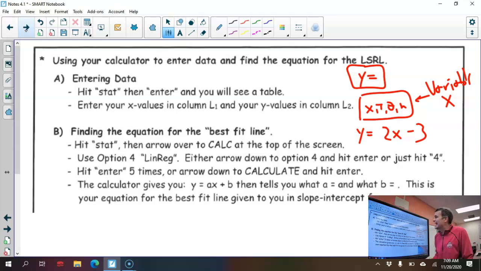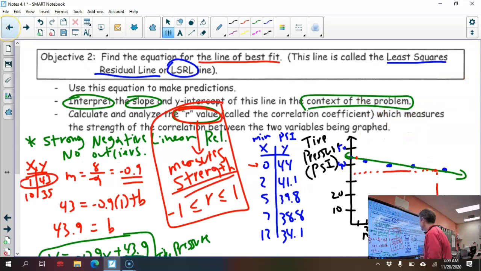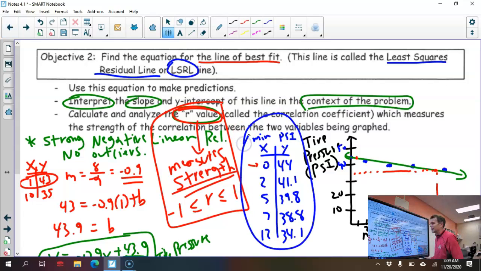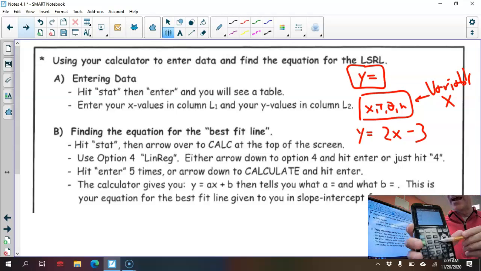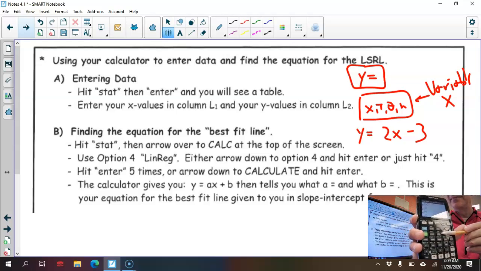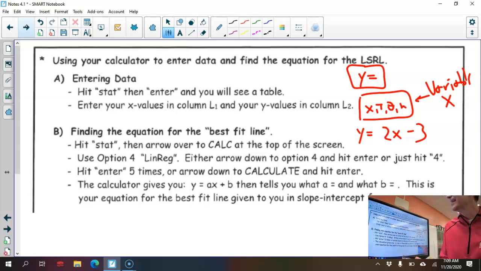Okay, so here's how we enter data into your calculator. We are going to enter into the calculator this table I made right here. And we're going to let the calculator get the best fit line for us. So you start by hitting stat. Stat is right at the top middle area of your calculator. It's right here. You're going to want to hit stat and then hit enter.